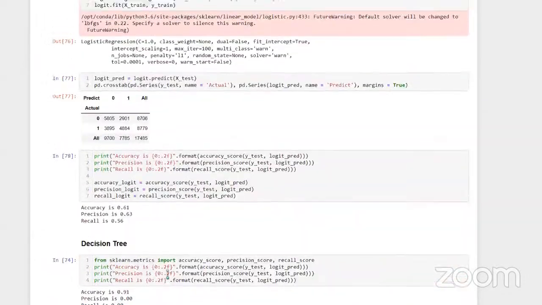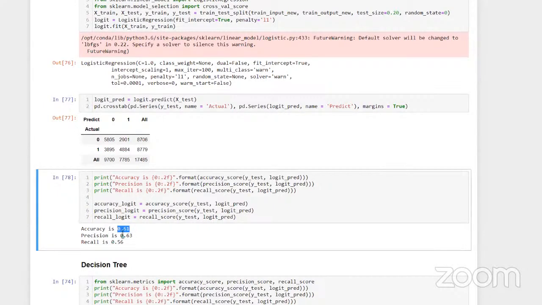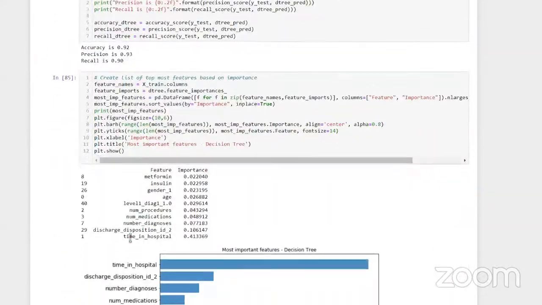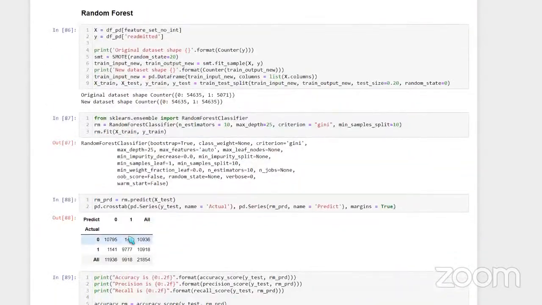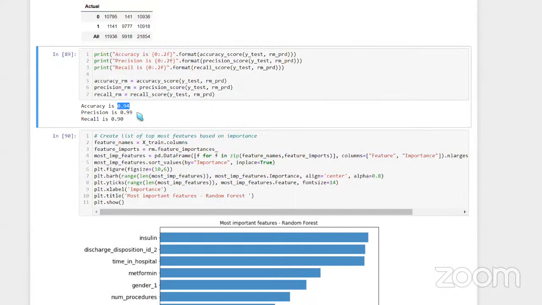I also did logistic regression to compare. Logistic regression did not give us a good result. Accuracy is around 0.61, precision is 0.63, and recall is 0.56. I also checked with an ensemble model, random forest. We got better values here, better than the decision tree. Accuracy came out to be 0.94, precision 0.99, and recall 0.90. So 90% recall, 99% precision, and 94% accuracy.